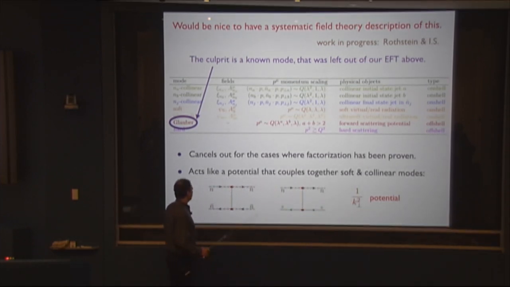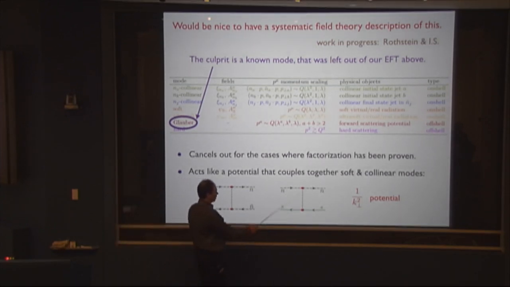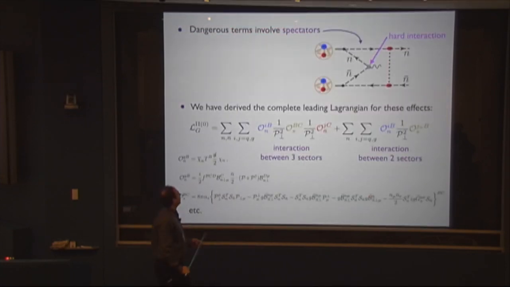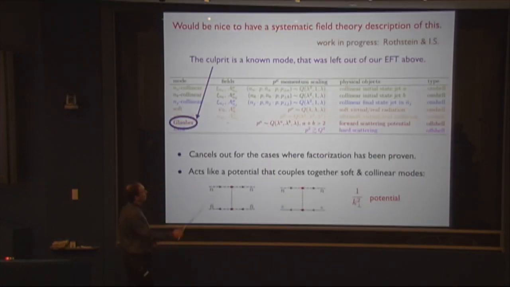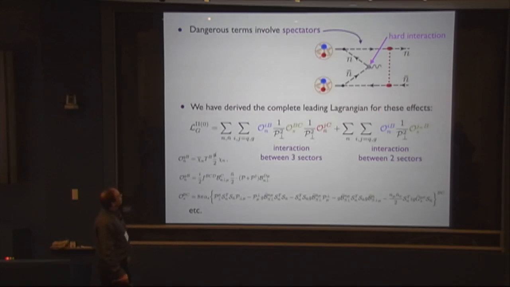And really what this mode does is it acts like a potential between the energetic particles that are collimated and the soft particles. It couples them back together. And that spoils factorization. If you couple them back together and it's a leading order effect, you spoil factorization. And with my collaborator, Ira Rothstein at Carnegie Mellon, we've worked out the effective field theory for those modes.